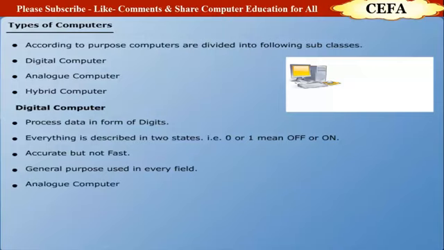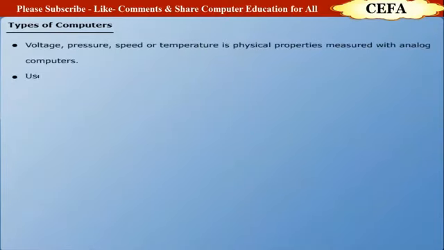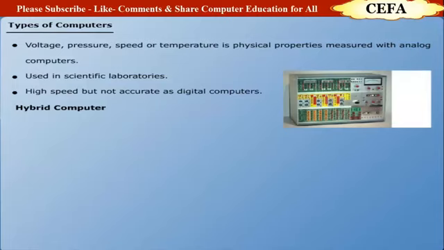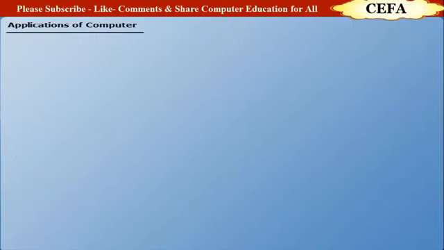Analog computers. An analog computer recognizes data in physical and continuous form. Output of these computers is usually displayed on meters or graphs like voltage, pressure, speed, and temperature. Therefore, these computers are mostly used in scientific laboratories. These computers are high speed but not as accurate as digital computers. Hybrid computer. Hybrid computers are a combination of analog and digital computers. Hybrid computers are especially helpful in science laboratories where both analog and digital data is required for processing.